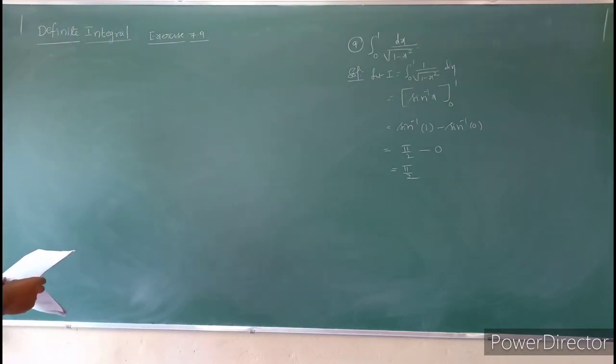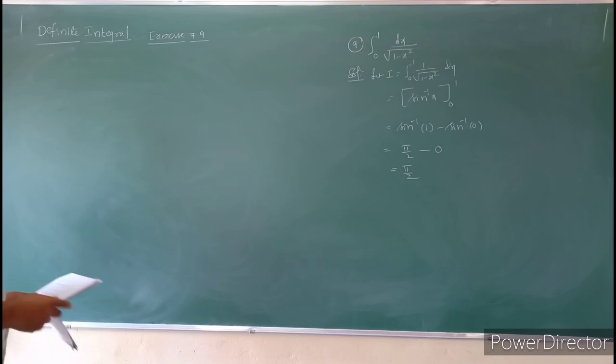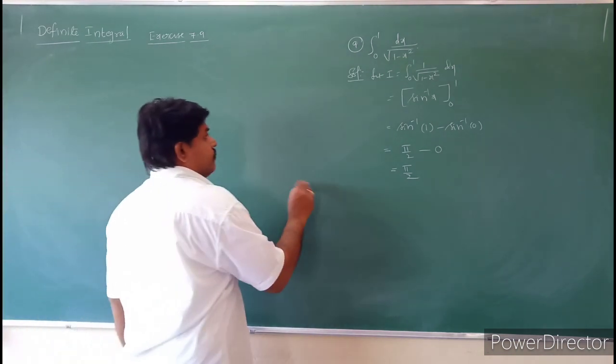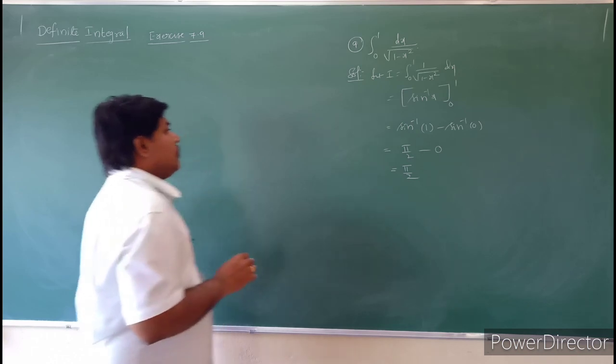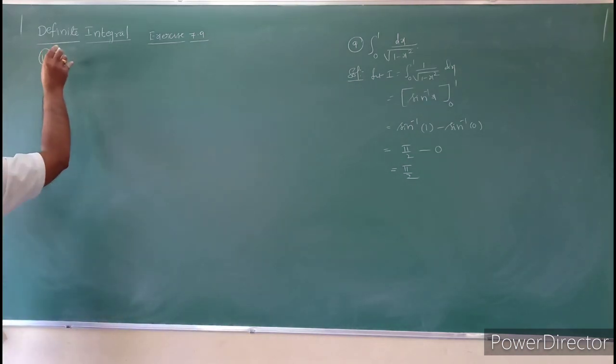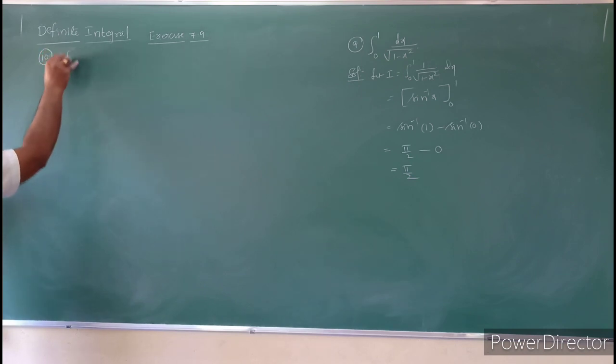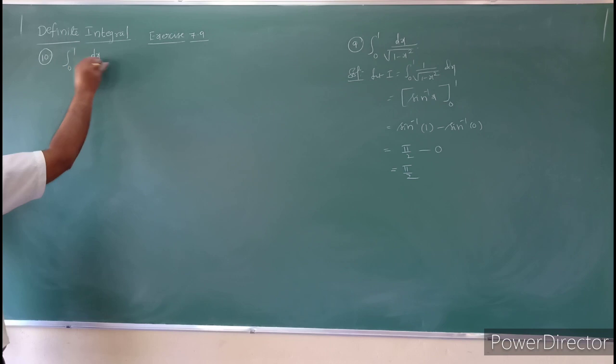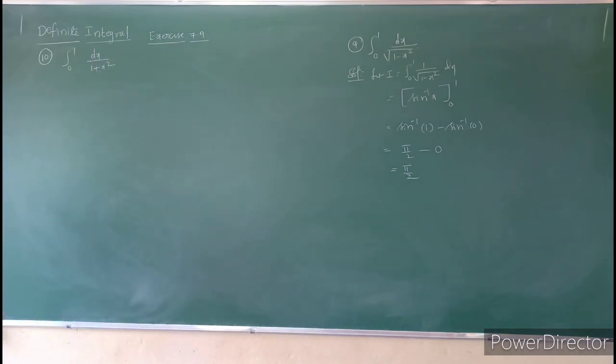So see the next question, question number 10. So what is question number 10? Integral 0 to 1 dx by 1 plus x square. A simple question, see students.